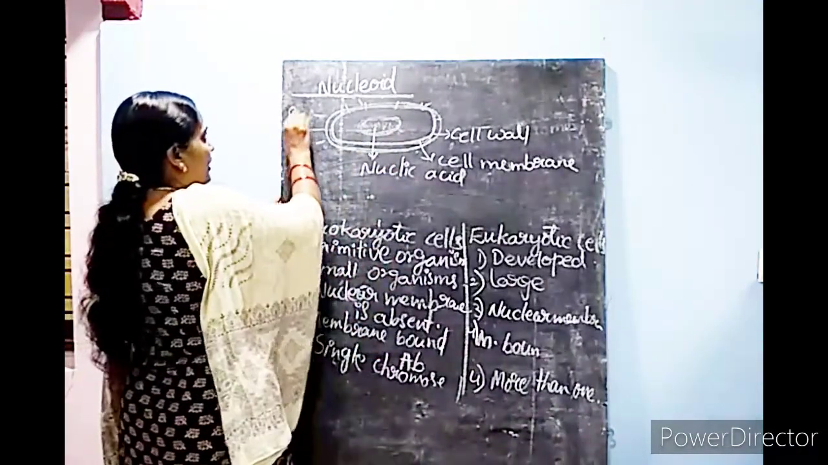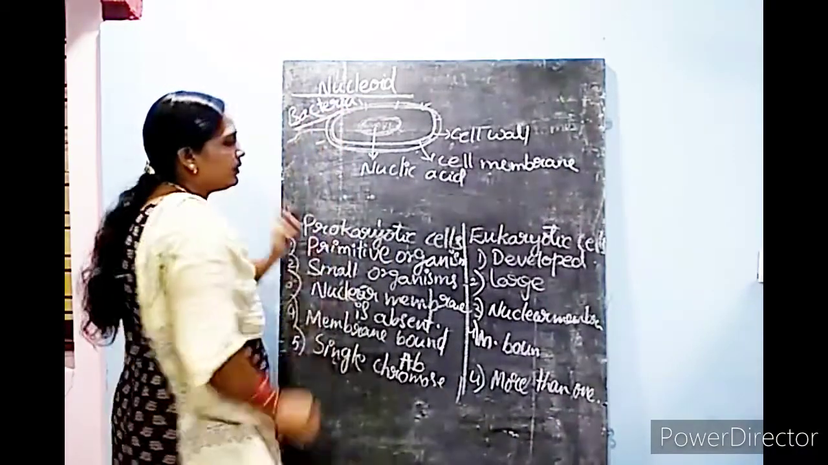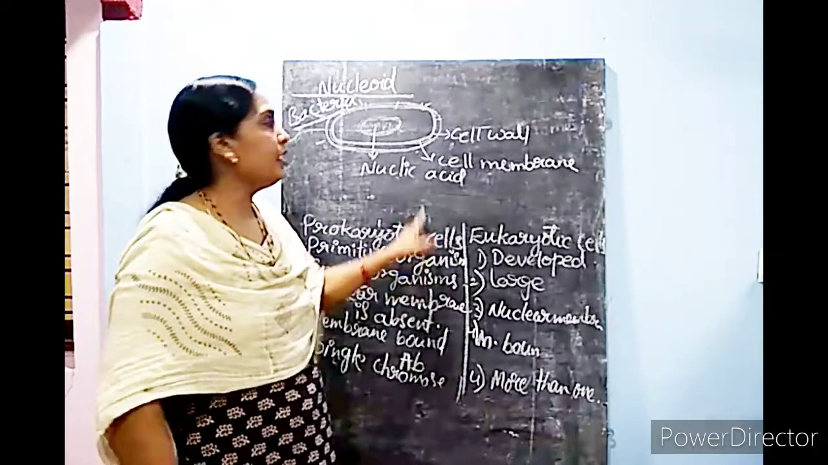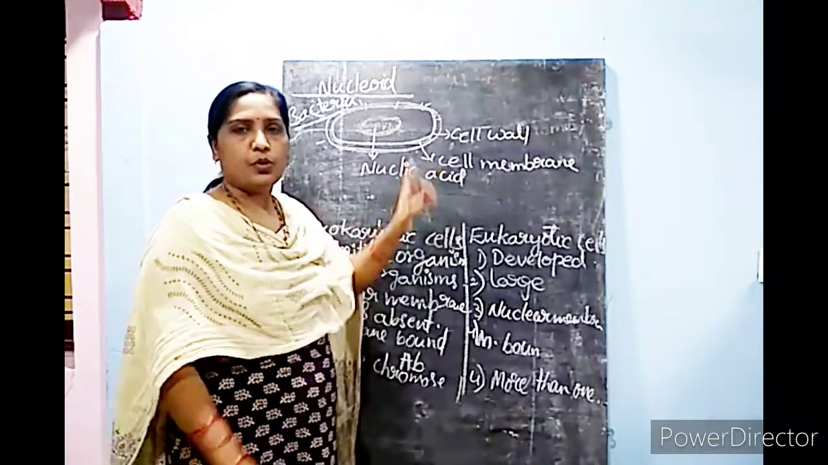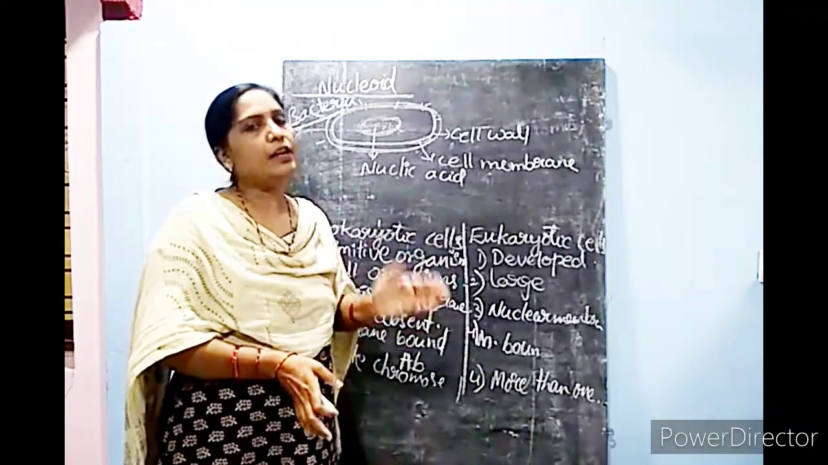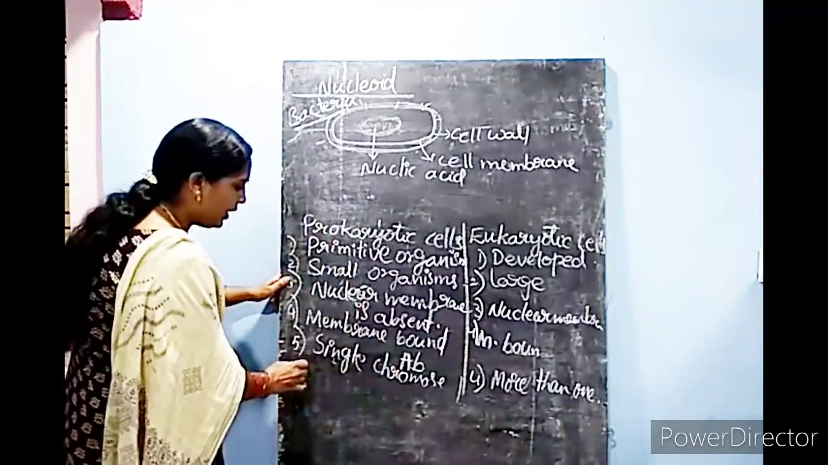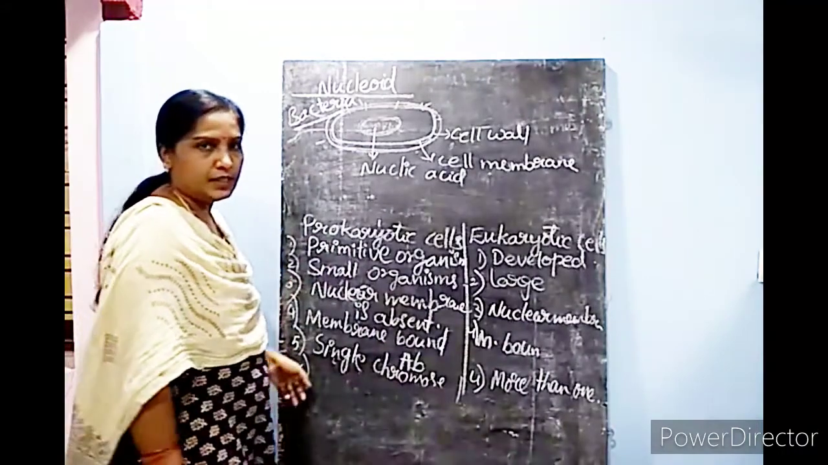This is only an example. Like bacteria, most prokaryotes have a nucleoid. The nucleoid is nothing but nucleic acid in place of nucleoplasm. So this is also something we can include in our differences.